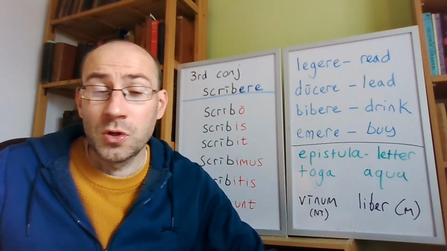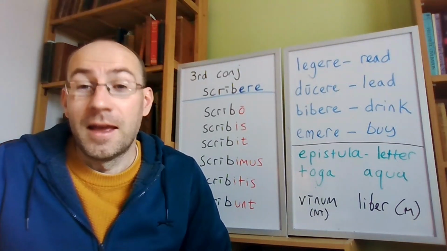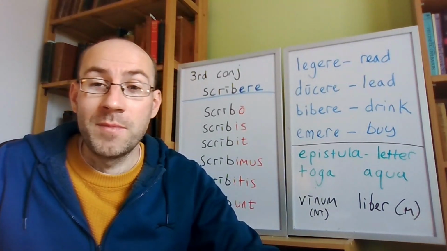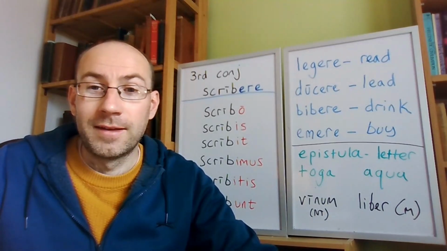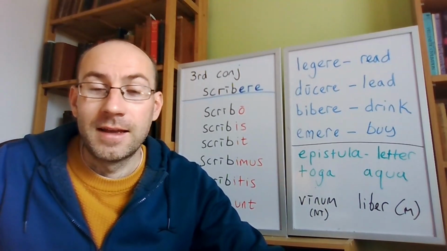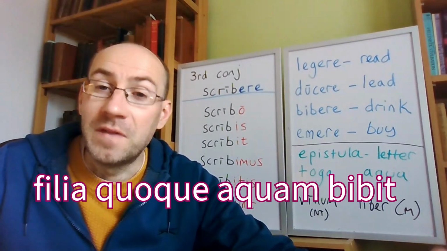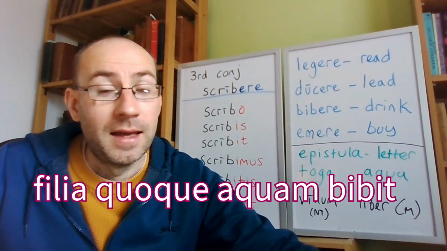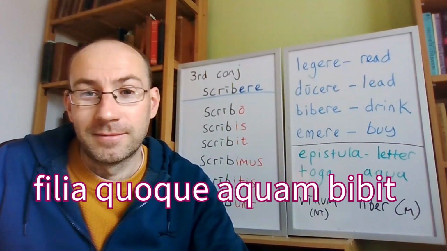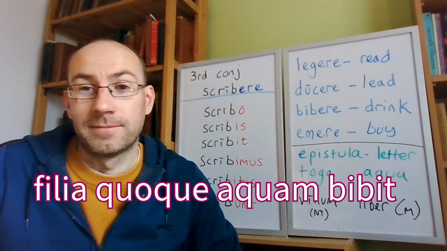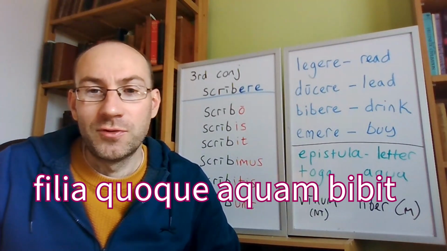The daughter also drinks the water. Filia quoque. Remember that word also? Quoque. Filia quoque aquam bibit. But she wants to drink wine.